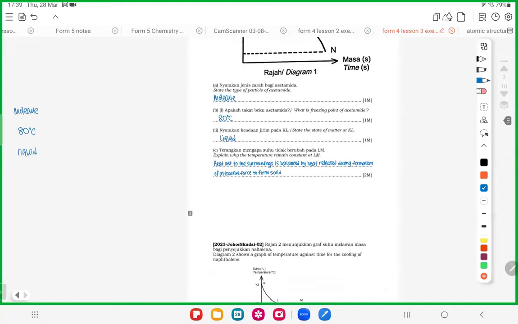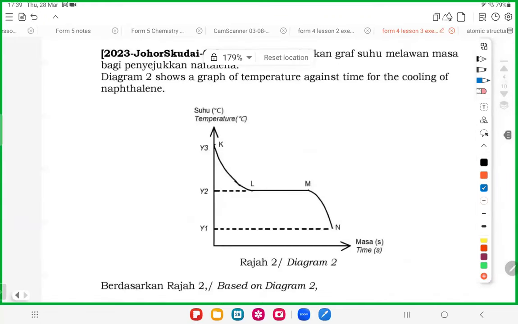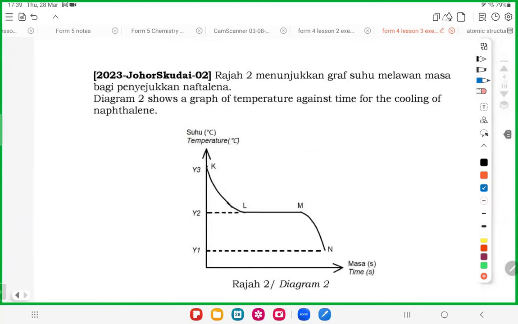Okay, so let's move on. All right. So the next question, this is from 2023 Johor. This is another trial exam paper from Johor, year 2023. Okay. So let's see how to do this question.